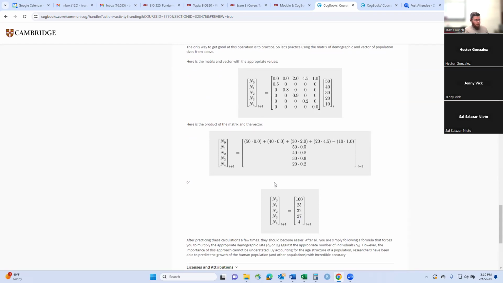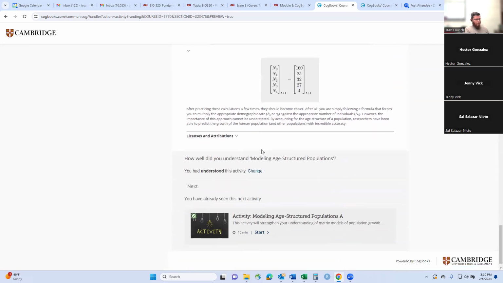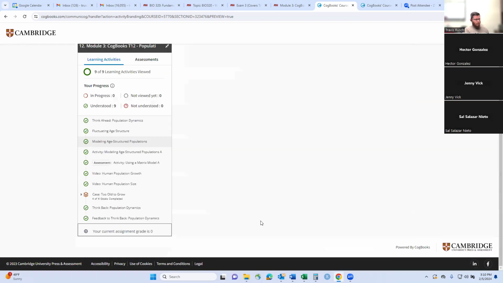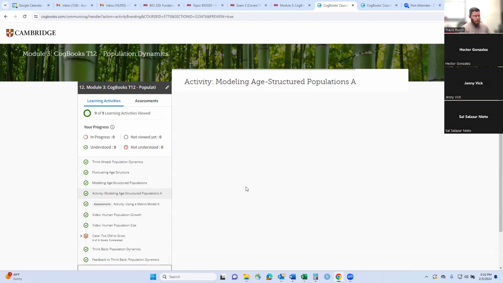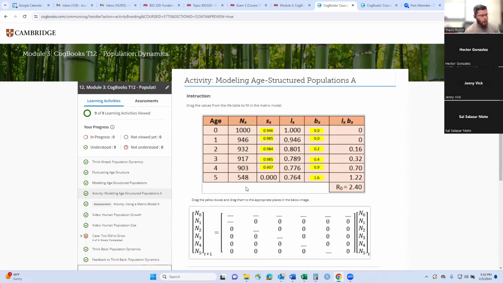And then you can solve for it by adding these together, and then your new n of 0 is going to be 160. Your new n of 1 is going to be 50 times 0.5, 25, and that's where these values come from. So that's kind of a quick walkthrough of it. And I do like how their activities kind of set up, but I'm going to show you how, for the second activity, not this first one, I go about it.